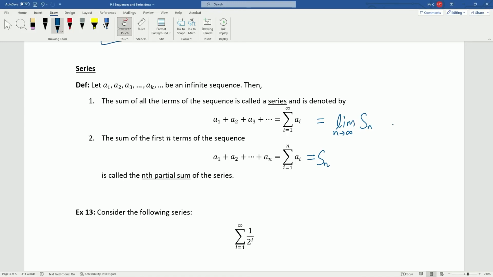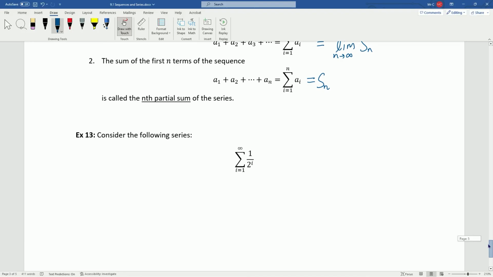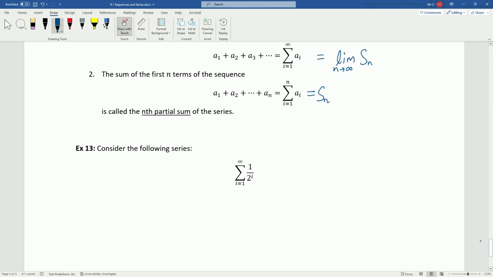That's the question. So we're going to look at an example here that hopefully should illuminate this idea a little bit. We're going to consider the following series, the sum from i equals 1 to infinity of 1 over 2 to the i. And we're going to do this by looking at the partial sums. We're also going to look at this on a number line, and then hopefully we build some intuitive sense of what we mean by this idea of series.